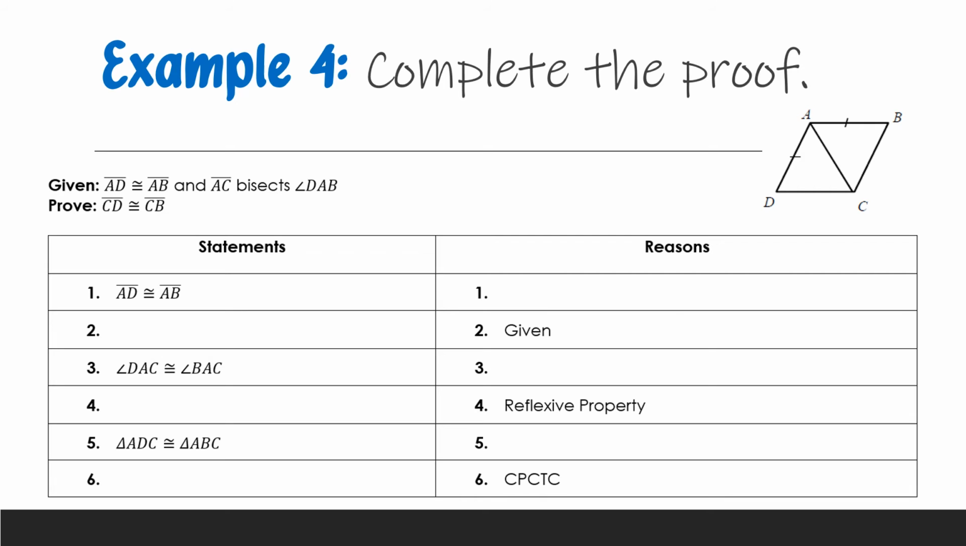All right, for our second proof, we are told AB is congruent to AD. That's already marked in the picture. That's given to us. And then we're also told that AC bisects angle DAB. So let's look at that a little bit closely. DAB is cut in half is what bisect means. So that means that angle DAC and angle BAC are going to be congruent by the definition of a bisector.